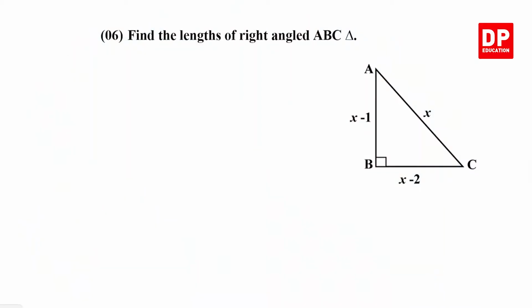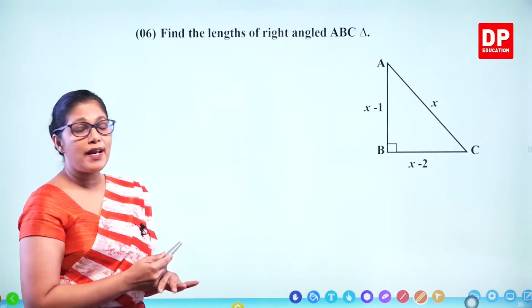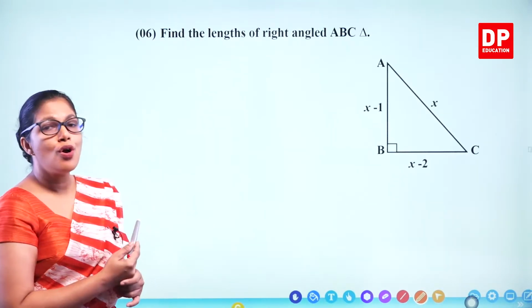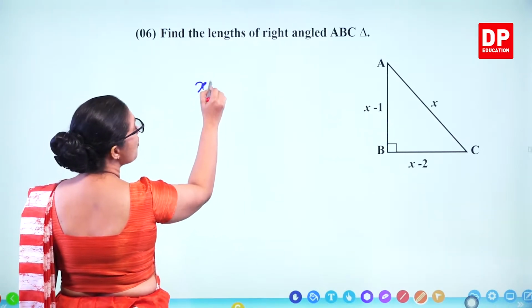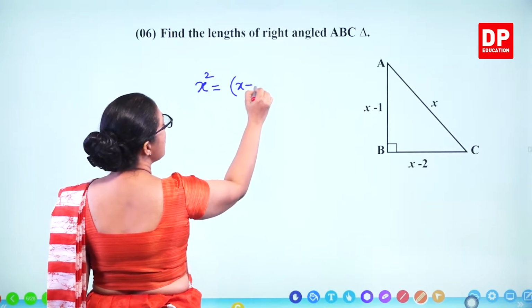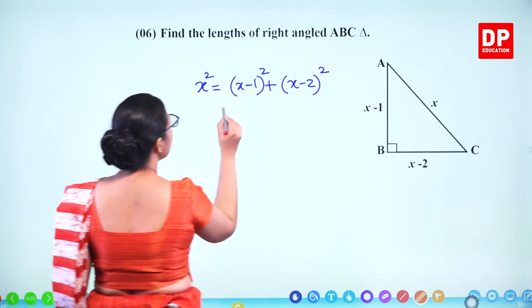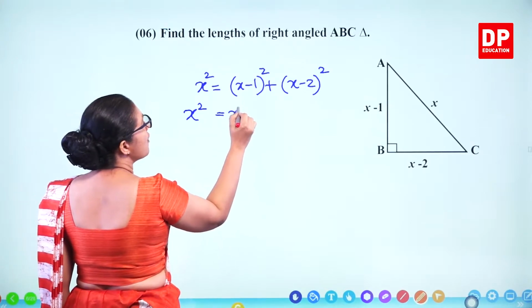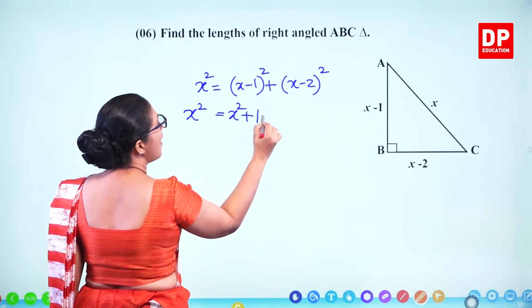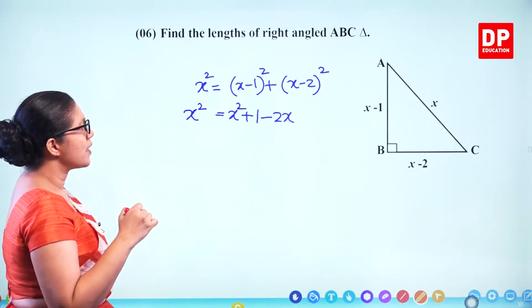Question number 6. Find the length of right angled triangle ABC. Find the length. So you have to find all lengths. So first we have to find x. Use Pythagoras theorem. x squared is equal to (x minus 1) squared plus (x minus 2) squared. Now expand brackets. x squared, first term squared, last term squared, and double of this one, 2 times minus x, minus 2x.